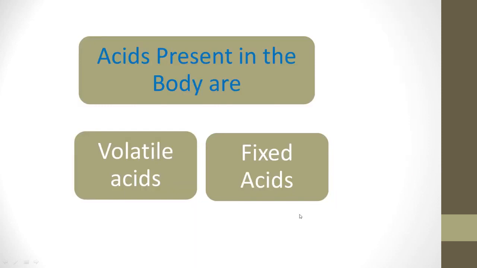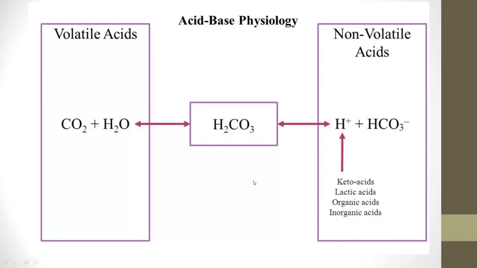So in the body, we have two kinds of acids: the volatile, which is not stable and easily evaporates, and the fixed acid. We will discuss in more detail. Carbonic acid is not stable enough and soon converts into carbon dioxide and water, and this is, we can say, the volatile acid.